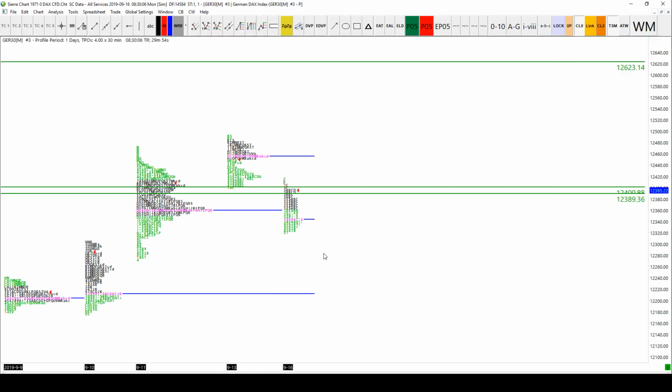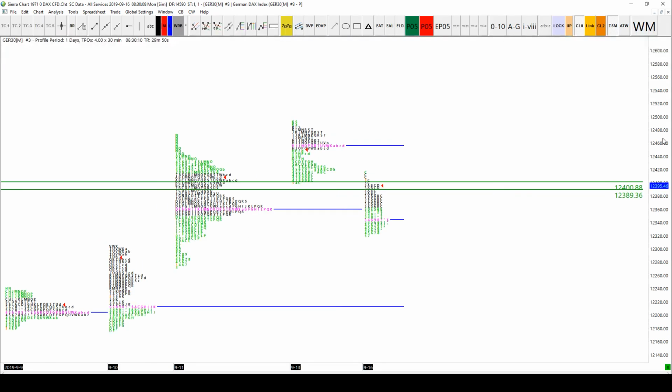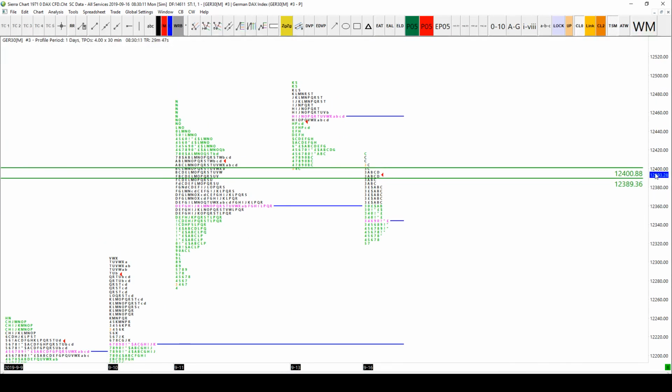So I've only actually got a few days worth of TPO data on this chart. Excuse me, that was the head cold that I was talking about earlier. It seems to have just given me a little bit of a cough as well.